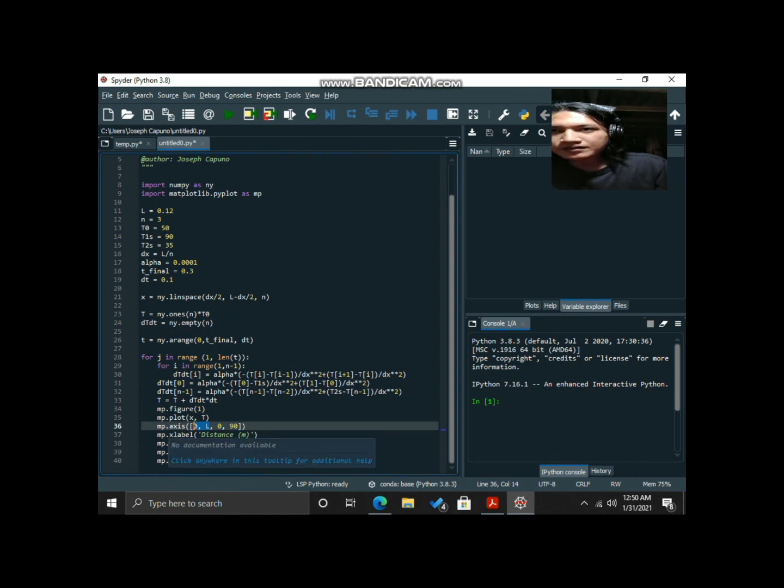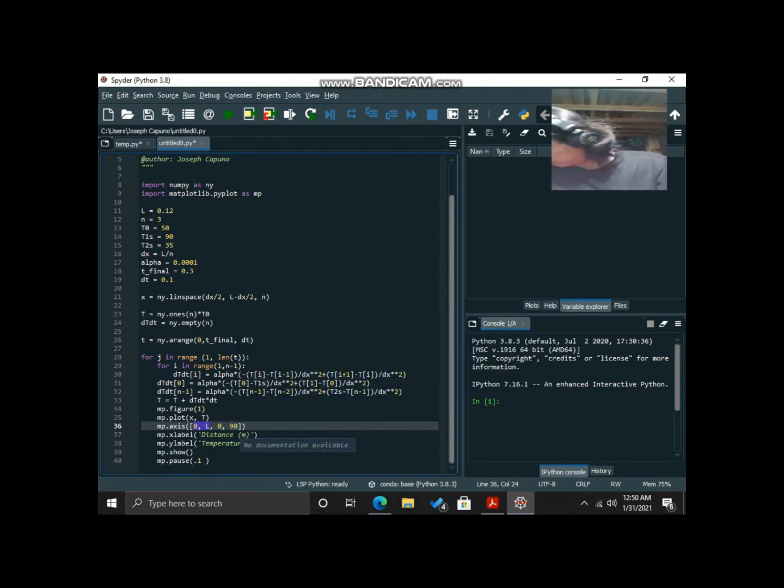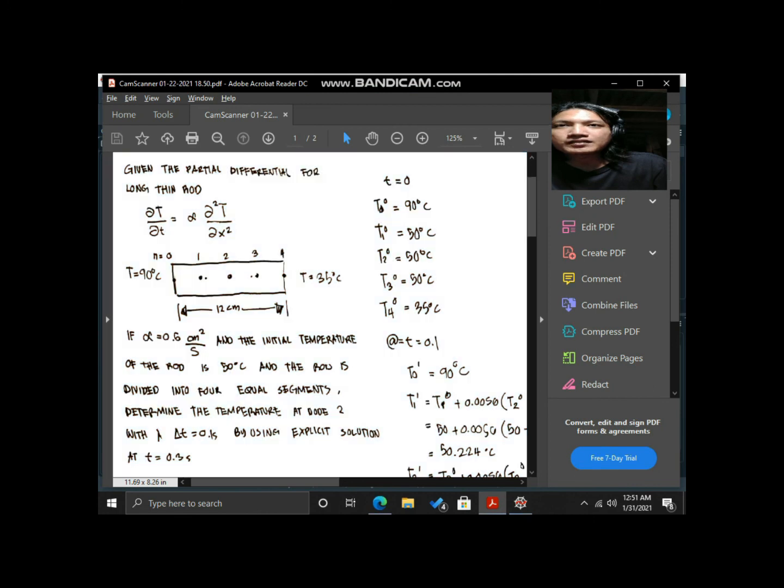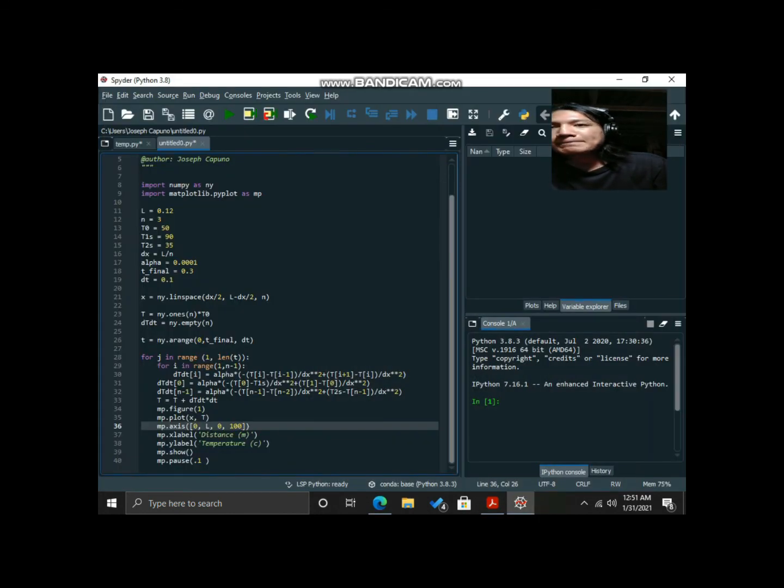Sunod naman is itong 0 to 90. Itong 90, pwede nyo siyang baguhin, pwede nyo siyang paliitin, pero di mo na makikita yung buong graph. Parang kung gaano lang kataas. So since yung T1S natin, yung pinakamataas natin is 90, gawin na lang natin siyang 100 para mas malaki yung makikita natin sa graph. Kung maliit lang yung nilagay mo, like 30, ganyan lang siya kaliit. Pero kapag nasa 100, ganito na, katangkad pala.